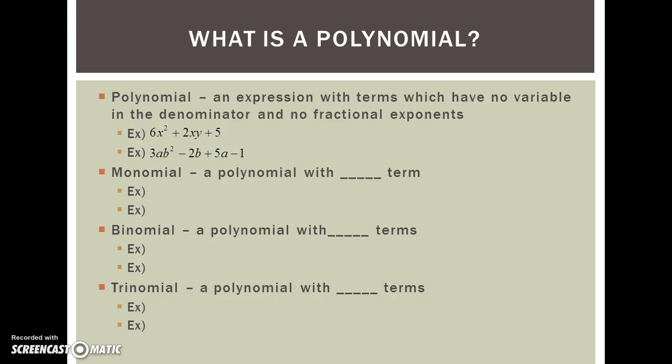6x squared plus 2xy plus 5, 3ab squared minus 2b plus 5a minus 1, and there are an infinite number of polynomials. We've been working with them basically since you started algebra. Now there are specific types of polynomials called a monomial. A monomial is a polynomial with one term. You probably figured that out from your understanding of the prefix, mono.